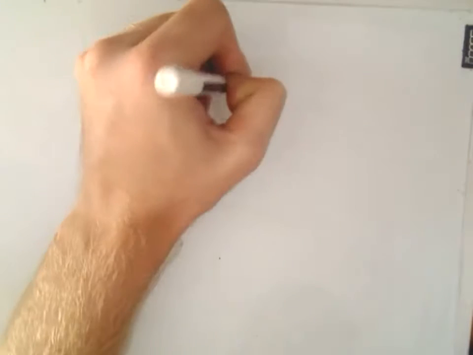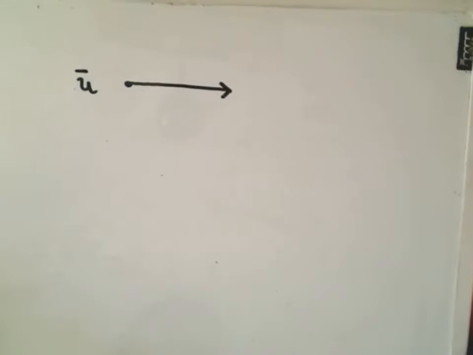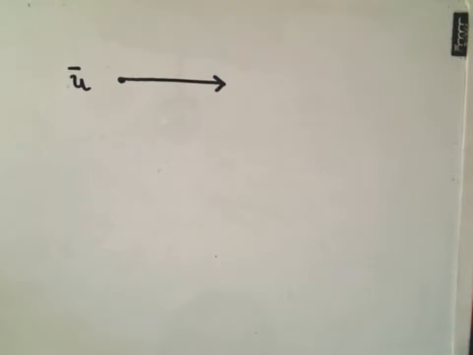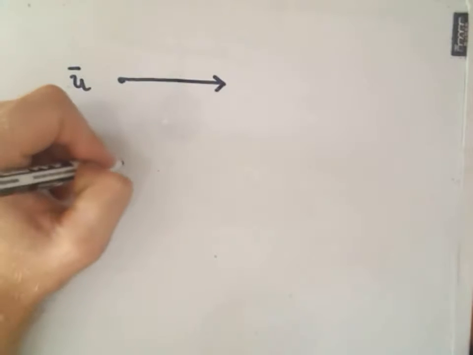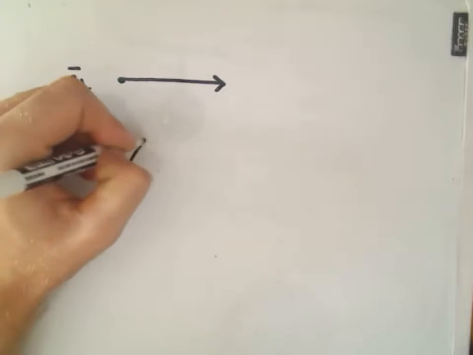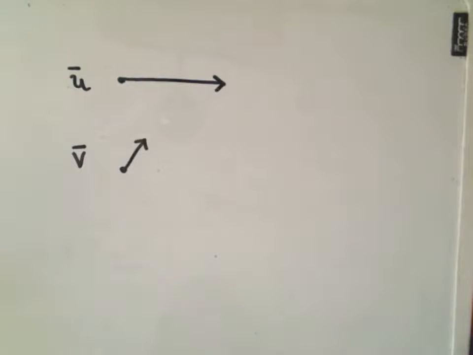Let's talk about adding vectors. The way I always thought about it is the tip-to-tail method. So let's add vectors, and let's talk about them graphically. Suppose vector u is just a vector that moves horizontally to the right. Okay, so that's supposed to be directly to the right. And suppose vector v is pointing up and to the right.